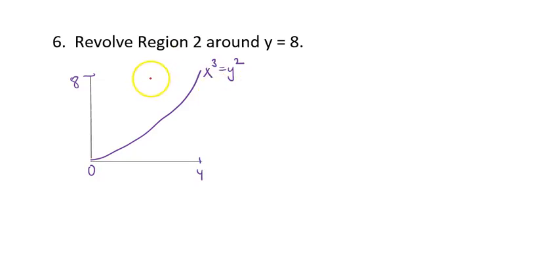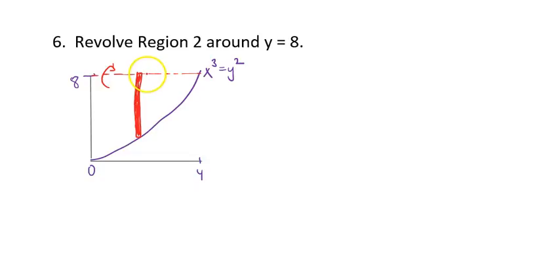Okay, for example 6, we're going to do region 2 around y equals 8. And y equals 8 again is this horizontal line. Region 2 is this top region, so it's going to go around that y equals 8. So a typical rectangle would be in this region, somewhere in kind of the middle, and perpendicular to what I'm going around. So what I'm going around is horizontal. I'm going to draw my rectangle vertical.